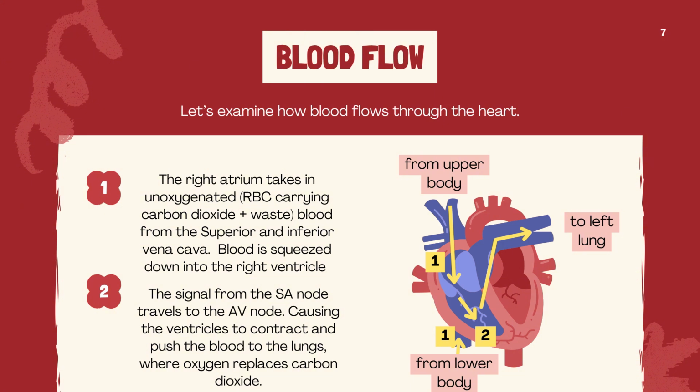Now we're going to move on to blood flow. We're going to talk about where it starts all the way down to where it ends. We're going to start with the superior and inferior vena cava. The blood then goes down into the upper right atrium through the tricuspid valve into the right ventricle. From the right ventricle, it goes through the pulmonary valve into the left and right pulmonary arteries.